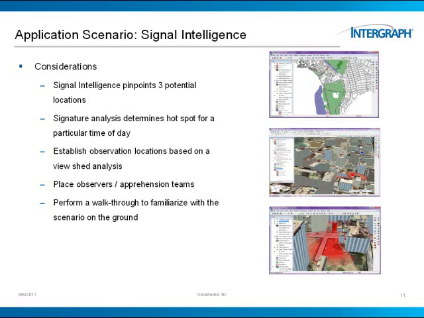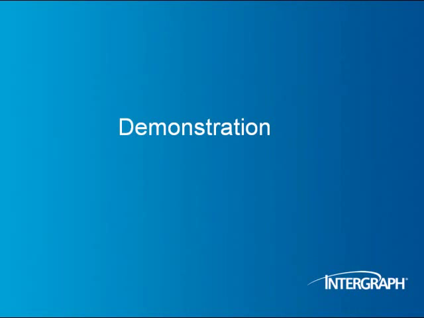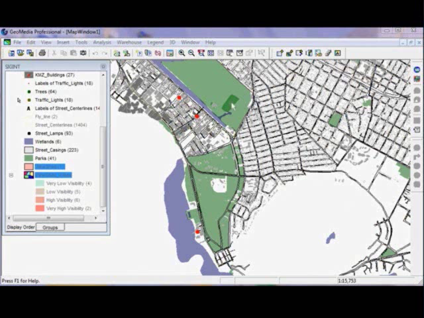We've done a viewshed analysis using another extension to GeoMedia Desktop, GeoMedia Grid, and with that viewshed analysis, we'll establish observation locations based on the analysis. And we'll use that to decide where the best placement of observers and apprehension teams would be. And then we'll use 3D to perform a walkthrough of the scenario to familiarize with what it actually looks like. So we'll go through that briefly.